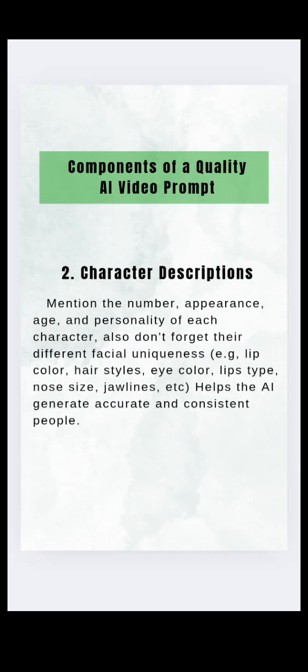So let's go on. Number two, oh sorry. Number two is character description. You have to mention the number of characters, the appearance and age of those characters, and the personality of each character.